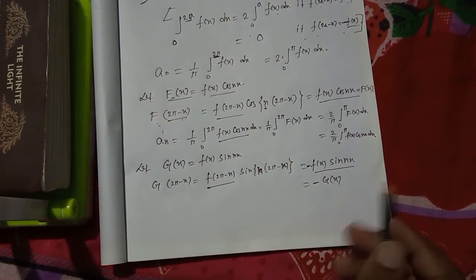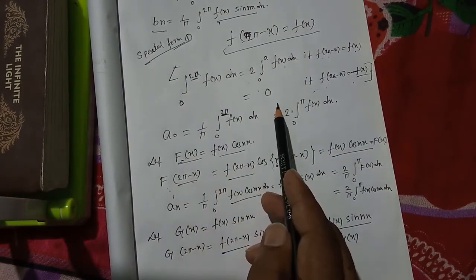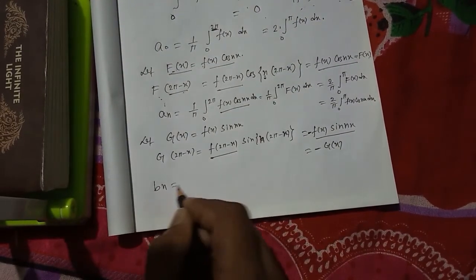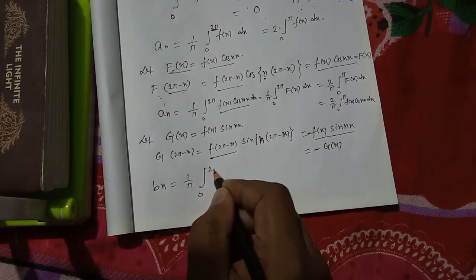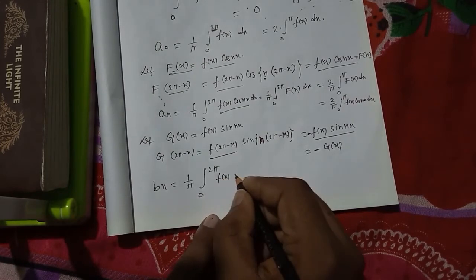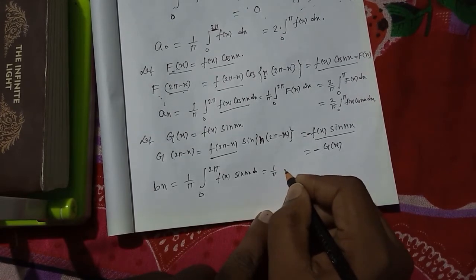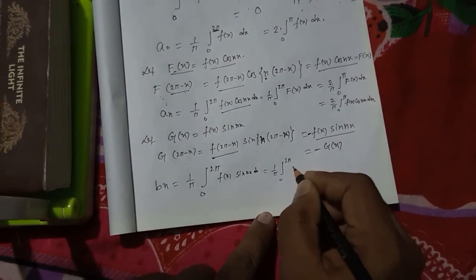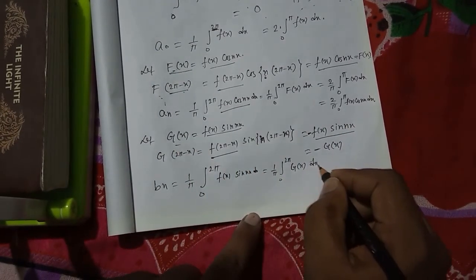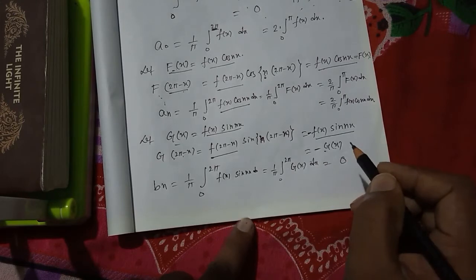G(x), so G(2 pi minus x) is minus of G(x), and this integration becomes 0. Therefore bn is equal to 1 by pi integration from 0 to 2 pi of f(x) sine(nx) dx, which is equal to 1 by pi integration from 0 to 2 pi of G(x) dx, and as G(2 pi minus x) is minus of G(x), this will be 0.